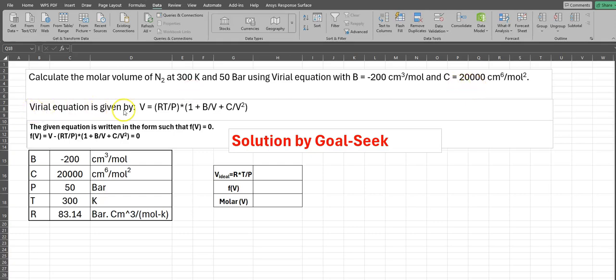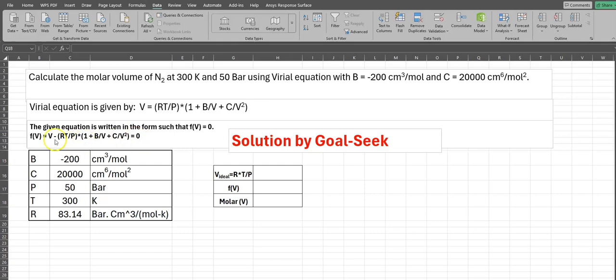Now the Virial equation is given by Z is equal to PV by RT, that is, V is equal to RT by P into 1 plus B by V plus C by V square. Because this is a nonlinear equation, we are writing it in the form of f(V) is equal to 0. So here f(V) is equal to V minus RT by P into 1 plus B by V plus C by V square, equal to 0.